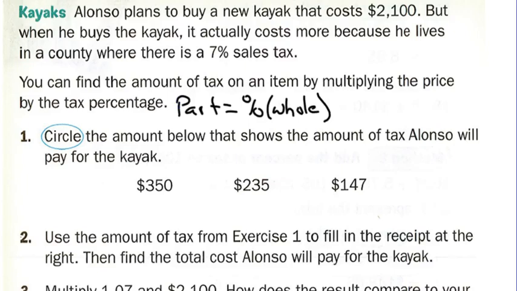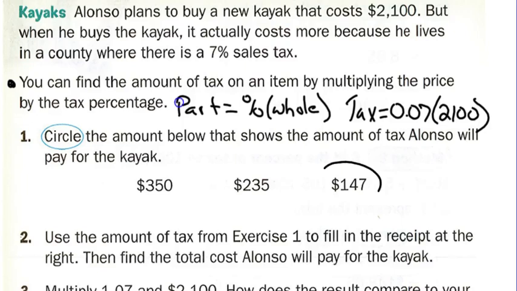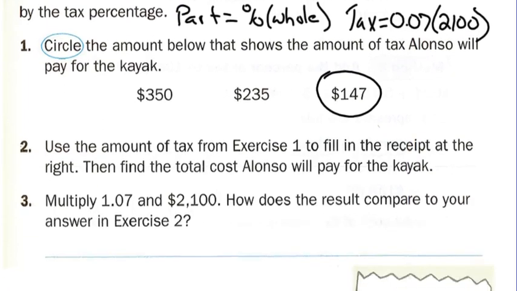And as they tell us here in this little note, it says you can find the amount of tax on an item by multiplying the price by the tax percentage. Well, we said the part is going to be the sales tax that we pay, so our tax is going to equal our sales percentage, which is 7, but we always turn that into a decimal first, so 0.07 times our price, 2,100. If you multiply that out, you get $147, which is this amount right here. And they ask us to circle that amount. So Alonzo pays $147 in taxes for his kayak.